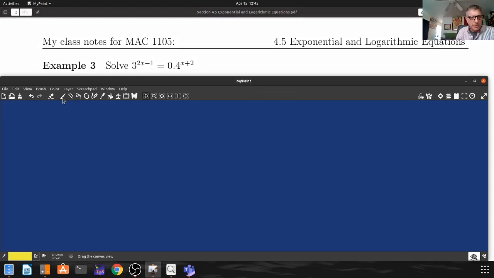So example 3, it looks much harder than it really is. But we want to solve 3 to the power of 2x minus 1. Look up here, my exponent is a polynomial, 2x minus 1, and that's equal to 0.4 raised to the power of another polynomial, but this time it's x plus 2.